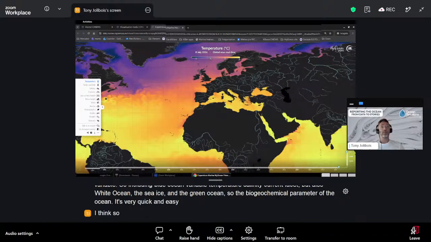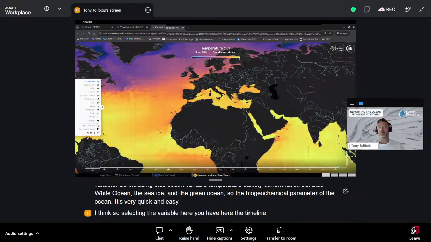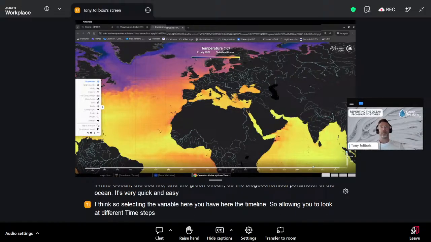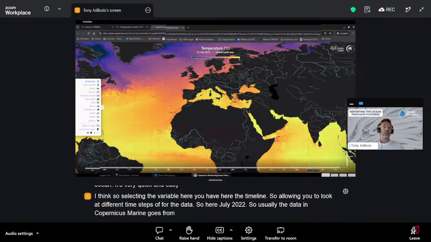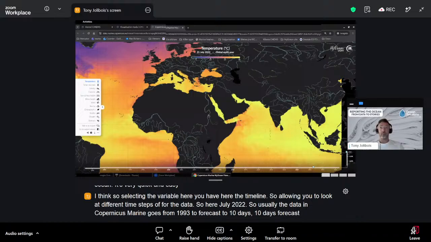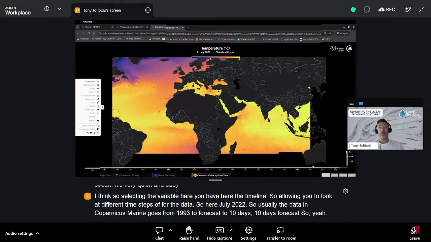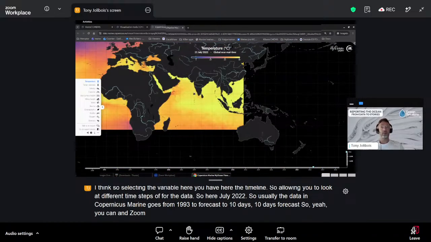So selecting the variable here, you have the timeline, allowing you to look at different time steps for the data. So here, July 2022. Usually the data in Copernicus Marine goes from 1993 to the 10-day forecast. So yeah, you pan and zoom really as you want.